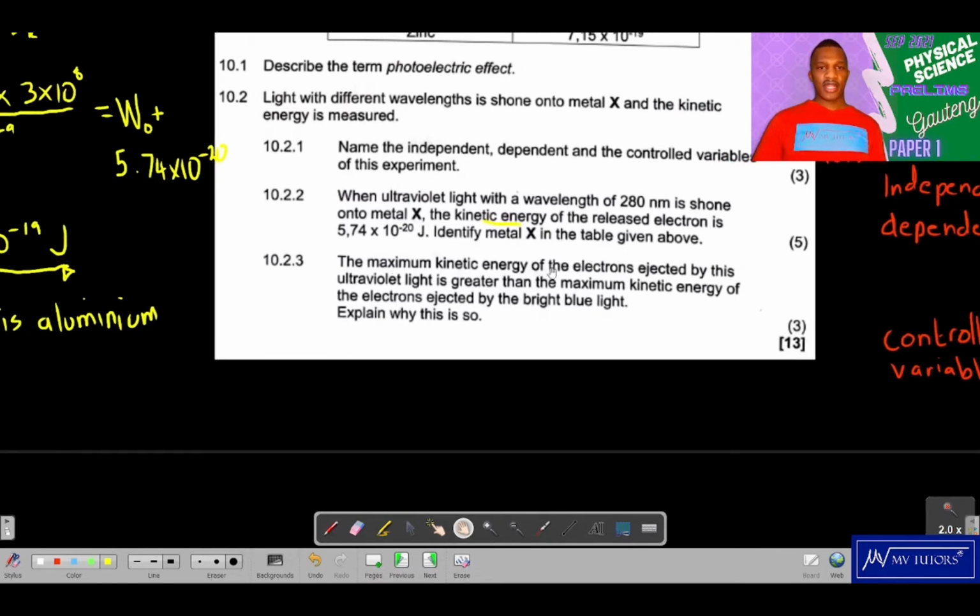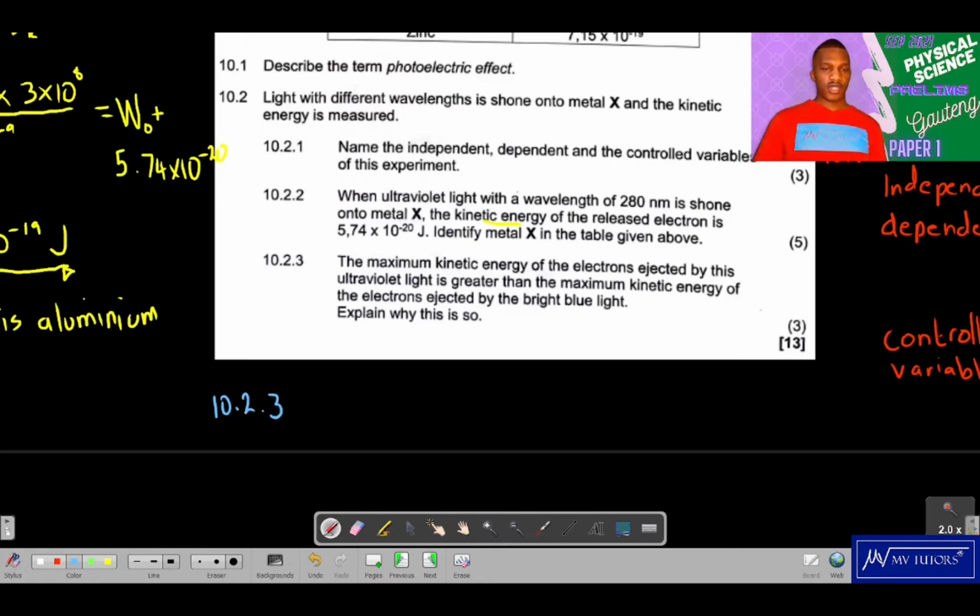The maximum kinetic energy of the electrons ejected from this ultraviolet light is greater than the maximum kinetic energy of the electrons ejected by the bright blue light. Explain why this is so. All right. This is theory work, but let's just write it down.